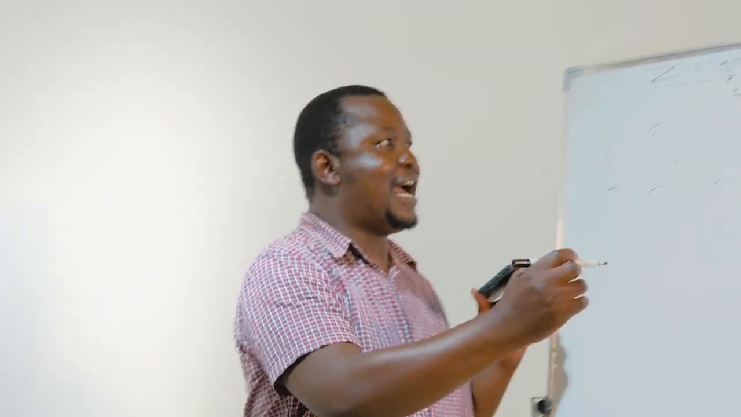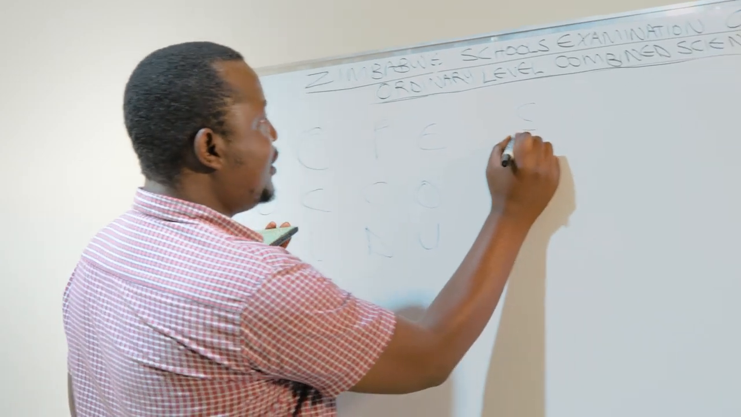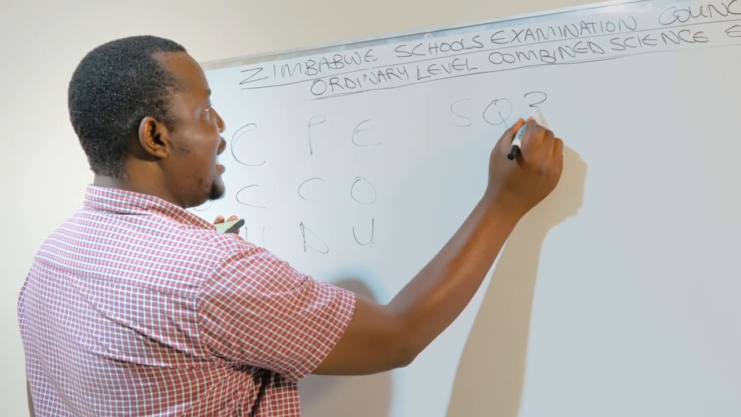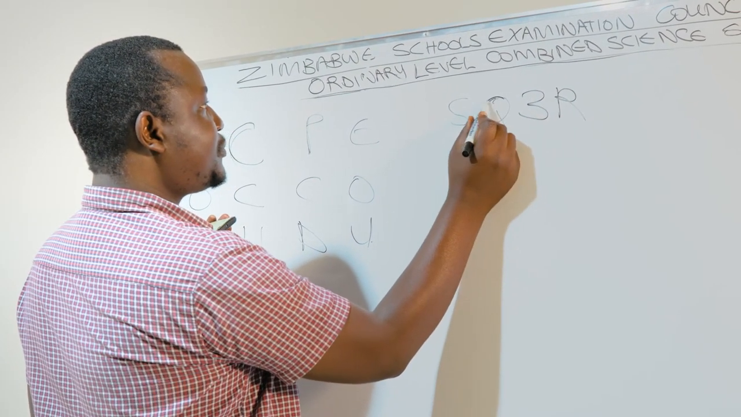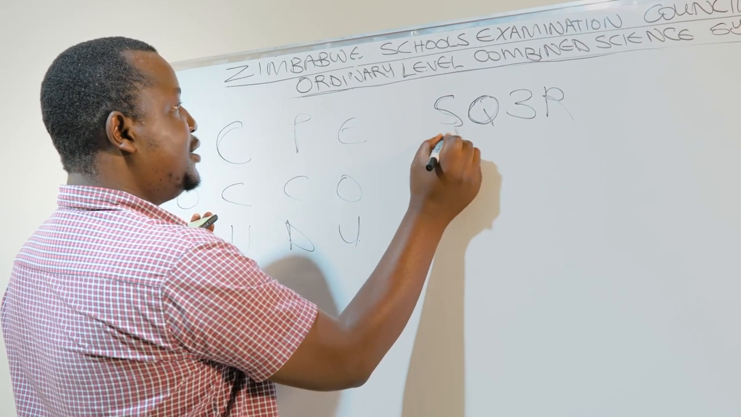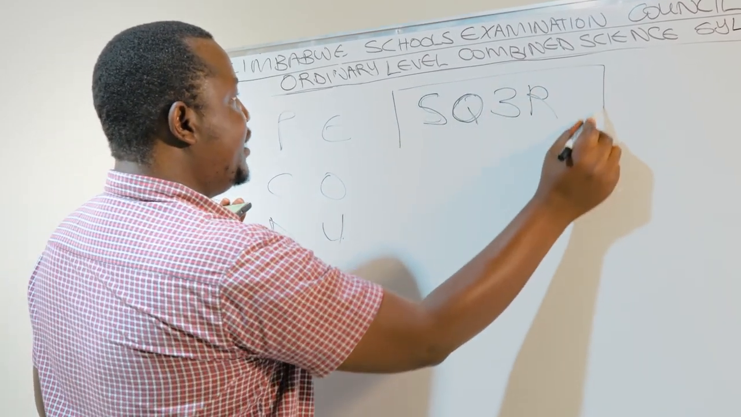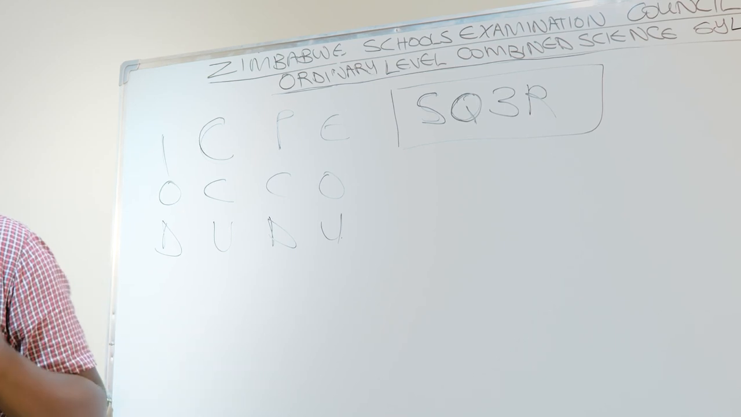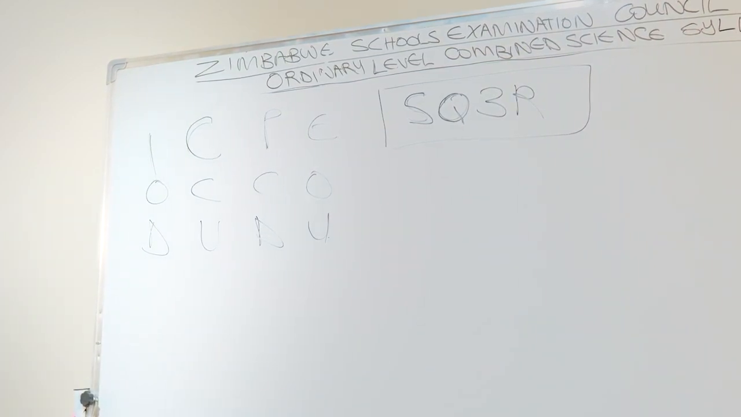I suggest you can go and research, depending on the SQ3R study system. So, my university students, this is one method, you know: survey, question, read, recall, review.